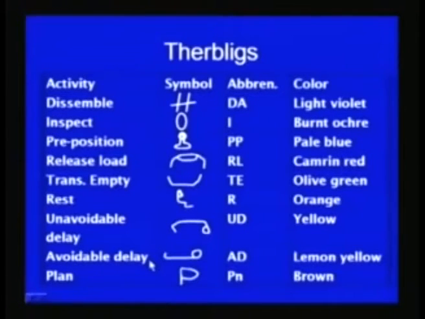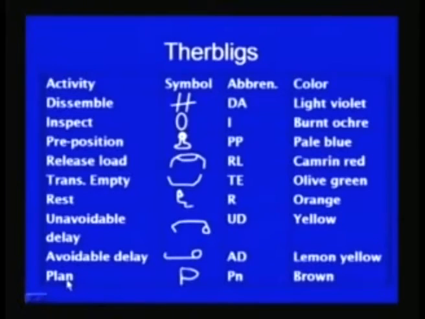Avoidable delay means delay caused by factors which are within the control of the worker or of the management, which can be avoided to stop the work from being interrupted. Here avoidable delay is represented by a symbol of this kind, and AD is the abbreviation used to show avoidable delay. Lemon yellow color is used to show the avoidable delay.